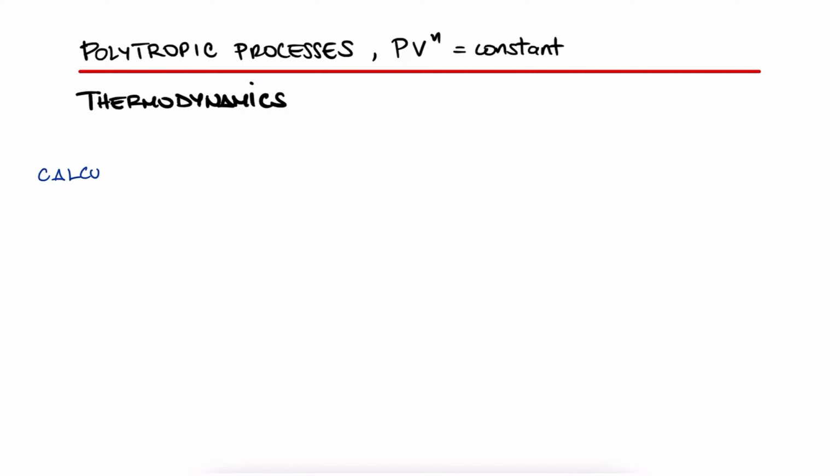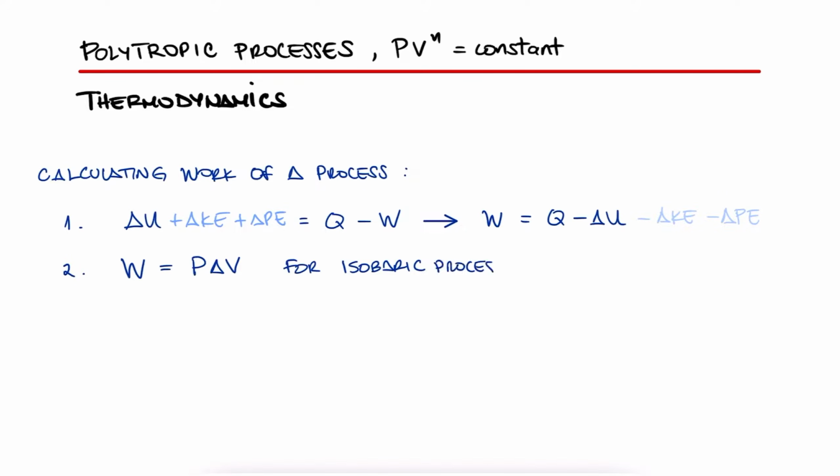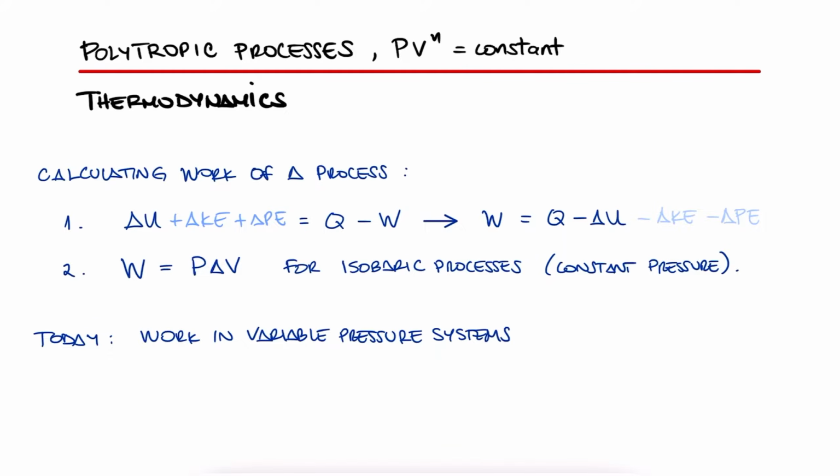Up to this point, we only know how to calculate the work of a thermodynamics process for two scenarios. The first one, if we know or calculate the internal energy and heat transfer from our conservation of energy equation and kinetic energy and potential energy terms if any, and solve for W, and the second, W equals P delta V, in the cases where the pressure in our process is constant. In this lecture, we'll learn how to calculate work in variable pressure systems.